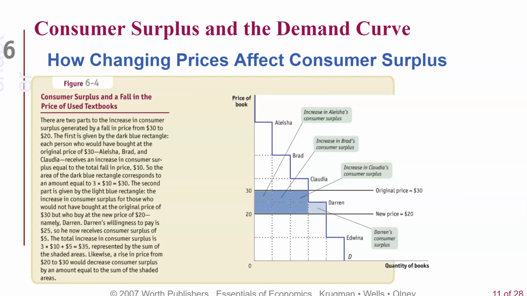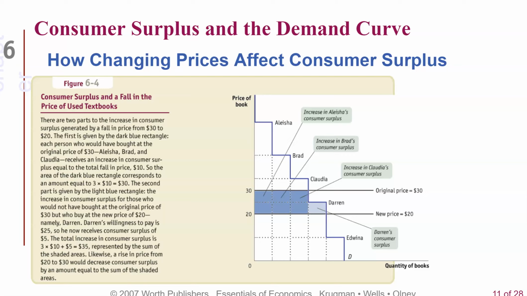So what Alicia was willing to pay, $59, now she only pays $20. She has a consumer surplus of $39, or an additional consumer surplus of $10. If you add all of these up, you see the additional $35 in this case in terms of what they're all willing to buy. And now Darren can get a book too because he was willing to pay $25. He only has to pay $20.